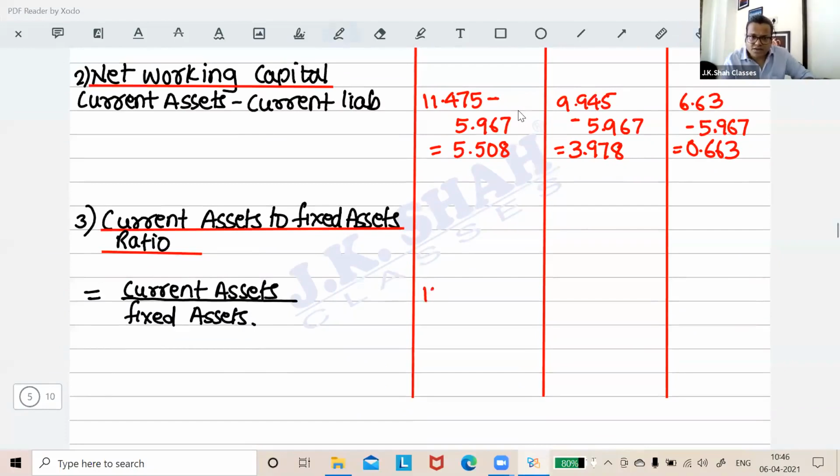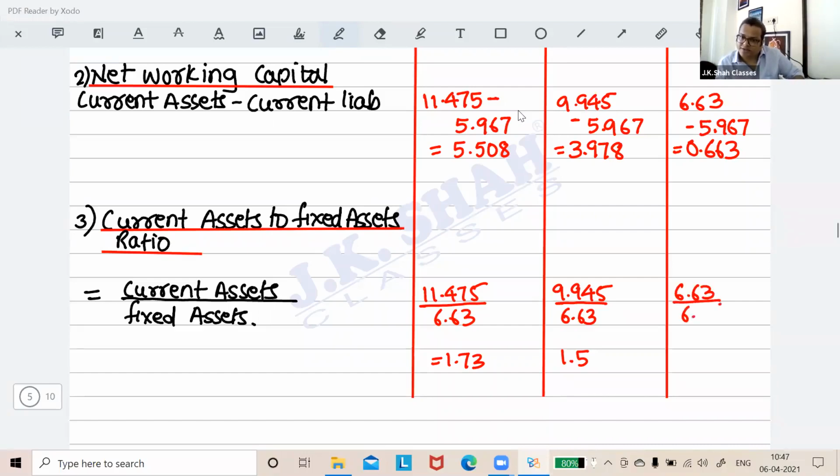Current assets are 11.475 upon fixed assets, which are 6.63, standard. That is 1.73, I can say. Then 9.945 upon 6.63 is 1.5, and then 6.63 divided by 6.63 is exactly 1.